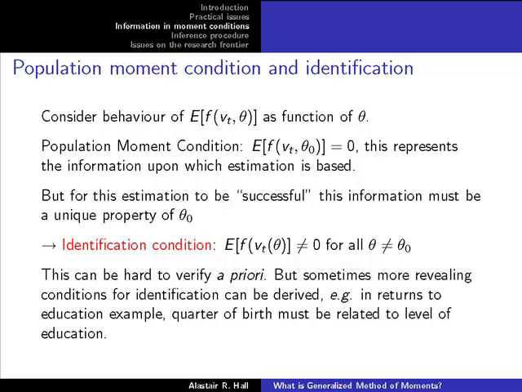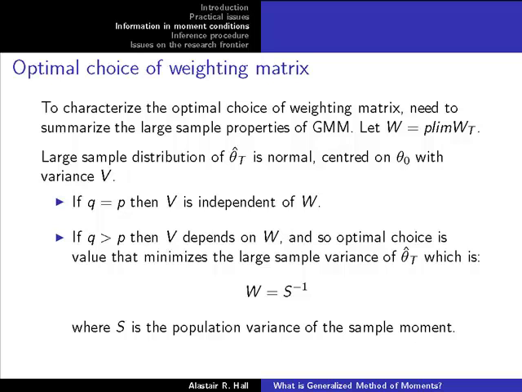Assuming that we've got identification, we'll move on to our second question, which was: if I've got a particular moment condition, how can I extract the most information that's possible out of that moment condition? Of course, information about my parameters. Okay? How we would do that relates to the particular choice of the weighting matrix that appears in the center of the GMM minimand. And to characterize what will be the optimal choice, we need to summarize the large sample properties of the GMM estimator.